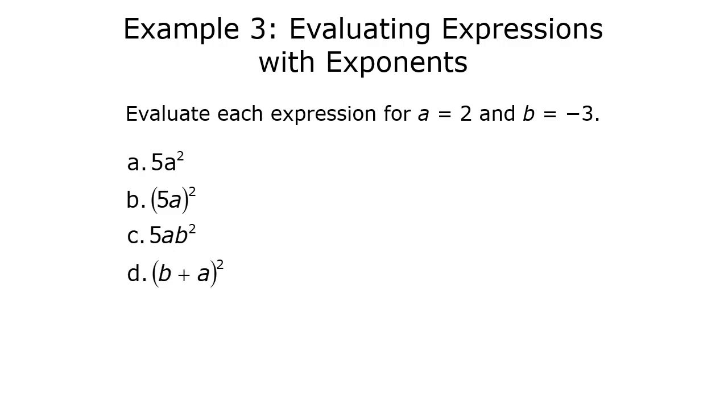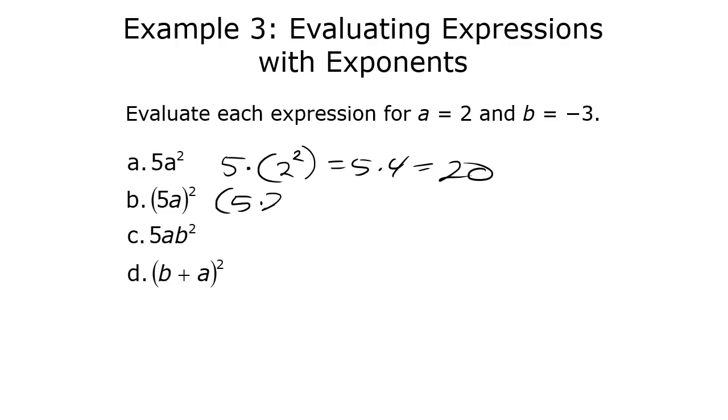So again, you have to remember that just a is being squared here. So this is 5 times 2, right? If we put in a 2 squared, which is 5 times 4, which is 20, which is totally different from this one, which is 5 times 2 quantity squared, which is 10 squared, which is 100, right? So you can see big differences.